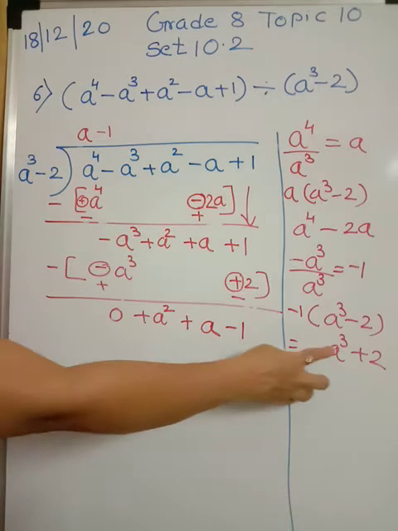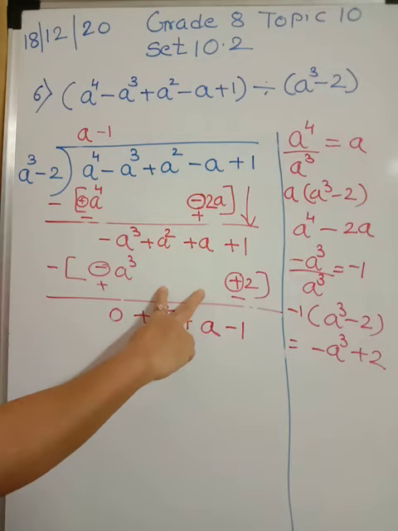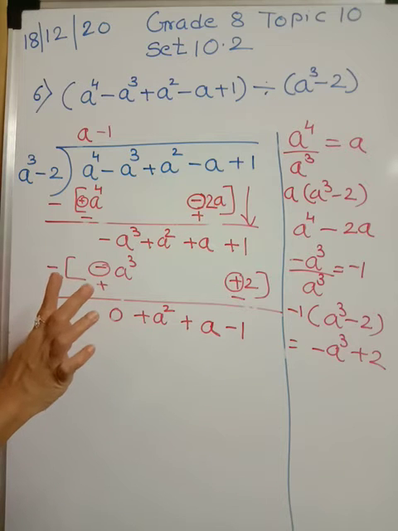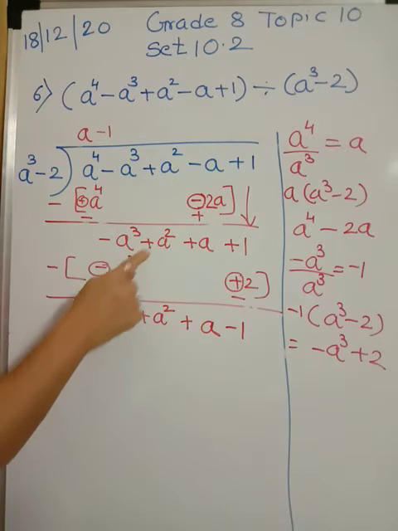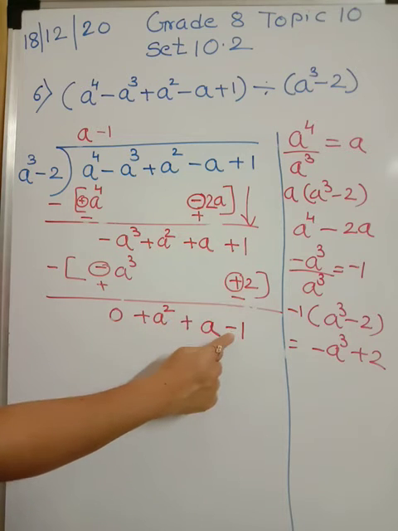A square, here also see, after a cube directly the constant term is there. A square and a are missing. So I have not written anything below a square and a. Did you notice that? Or you can put 0, 0 as I have said. Alright. So a square as it is, a as it is, plus 1 minus 2 gives minus 1.